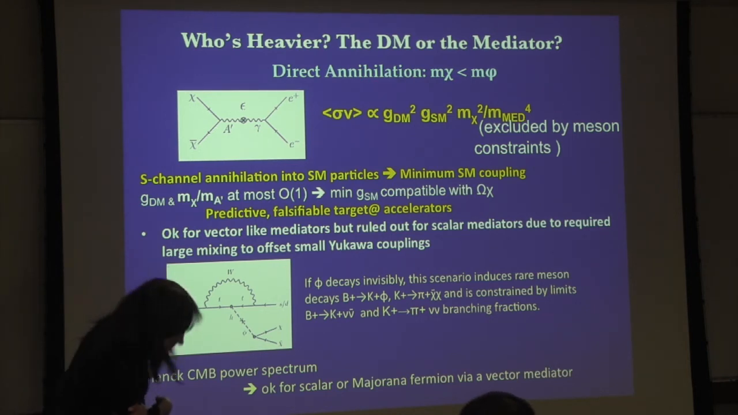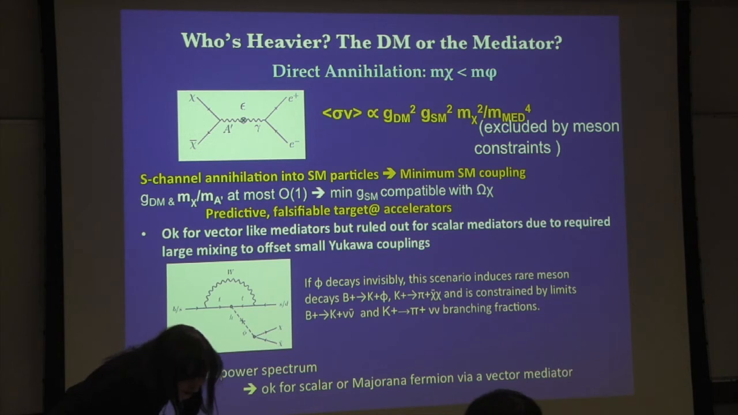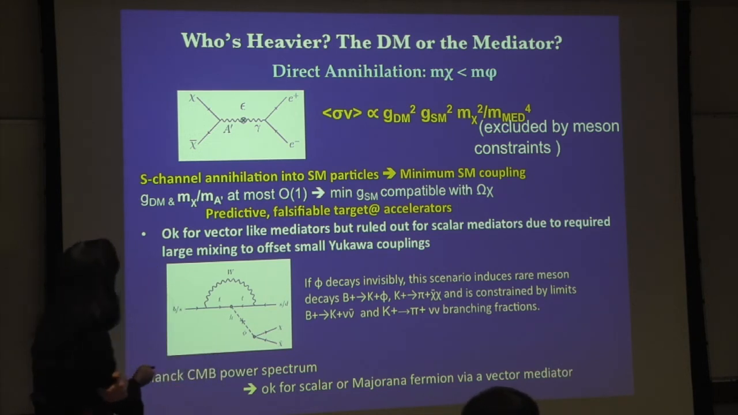I don't know why this appeared there. This "excluded by meson constraints" was something in my subconscious. Sorry, so forget that. It is here, excluded by meson, but it shouldn't be there. I apologize. So this is a channel annihilation into standard model particles, okay?